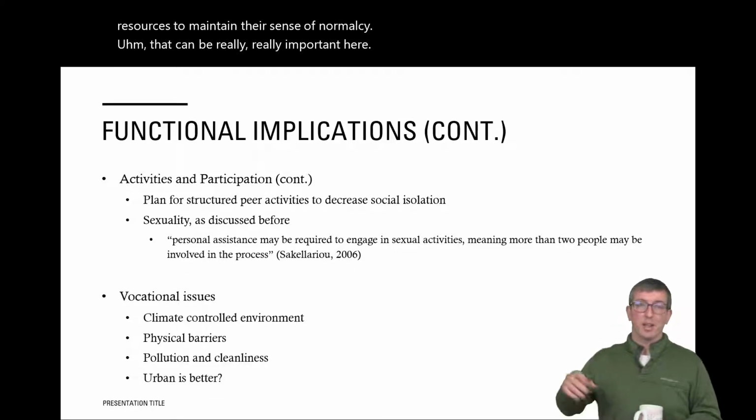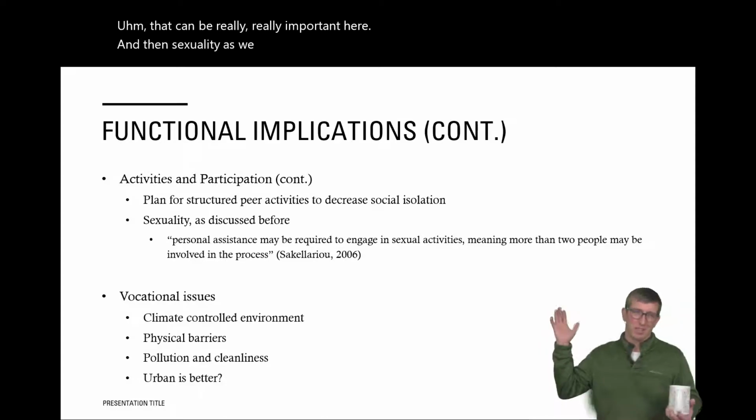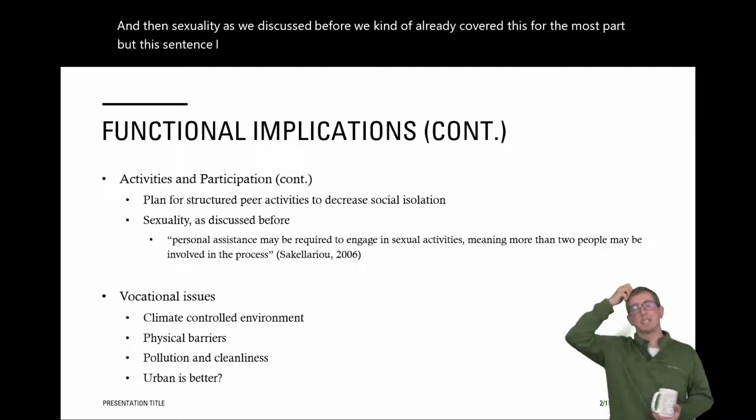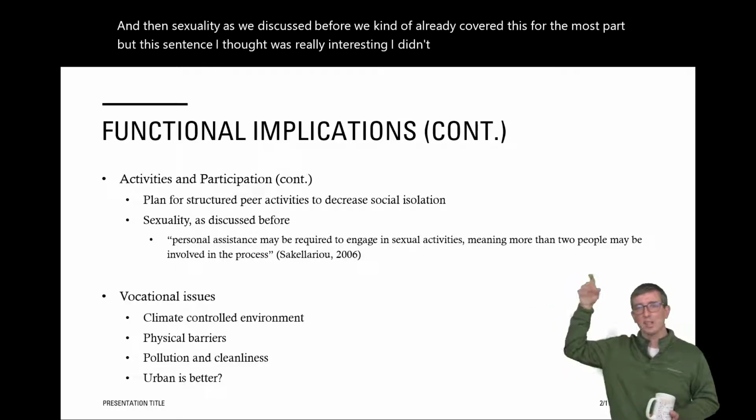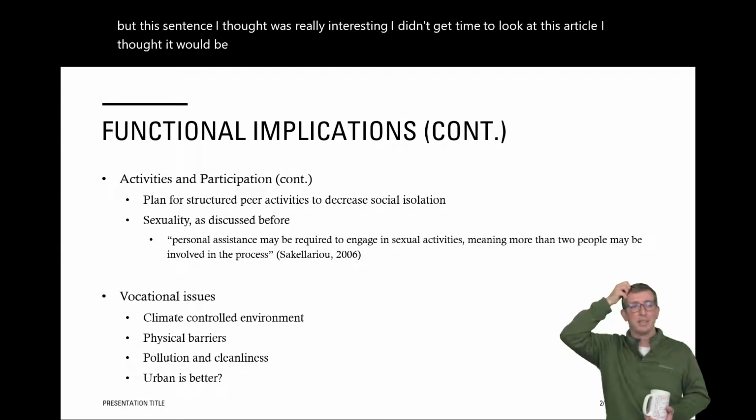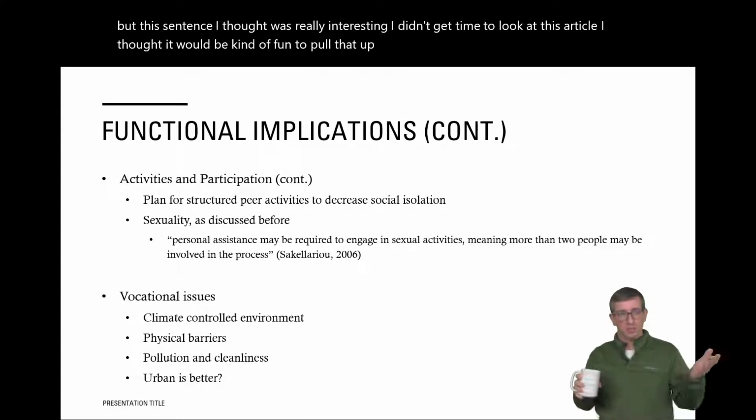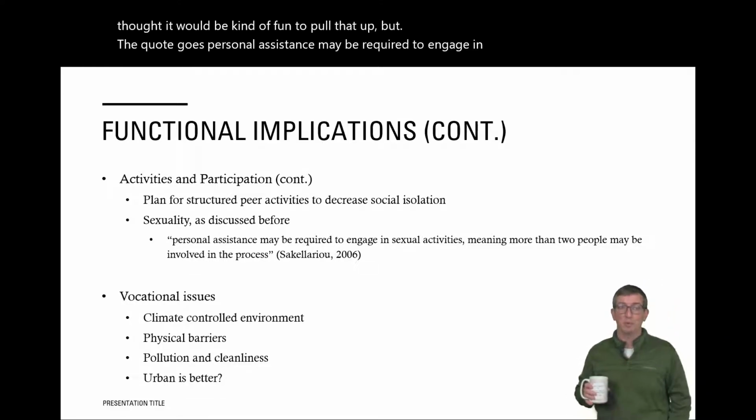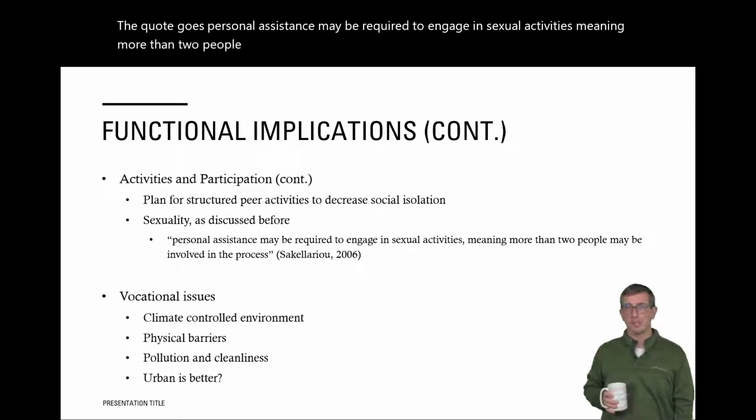And then sexuality, as we discussed before, we already covered this for the most part, but this sentence I thought was really interesting, and I didn't get time to look at this article. I thought it'd be kind of fun to pull that up, but the quote goes, personal assistance may be required to engage in sexual activities, meaning more than 2 people may be involved in the process.